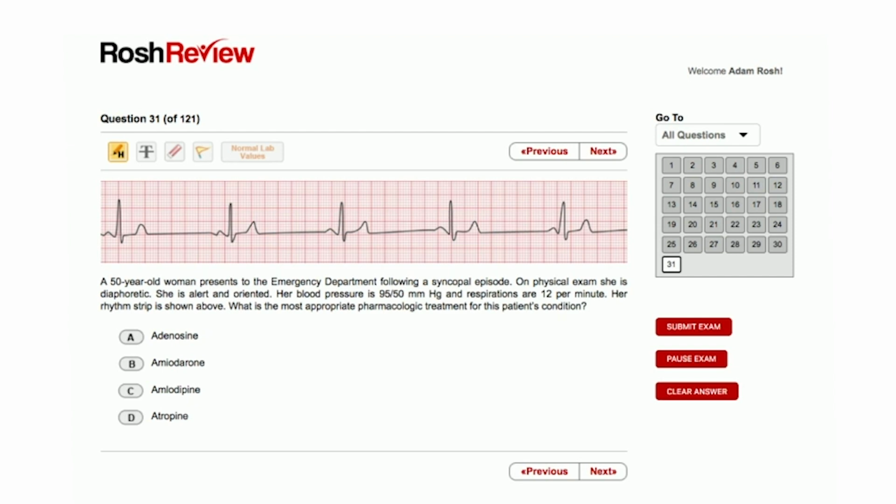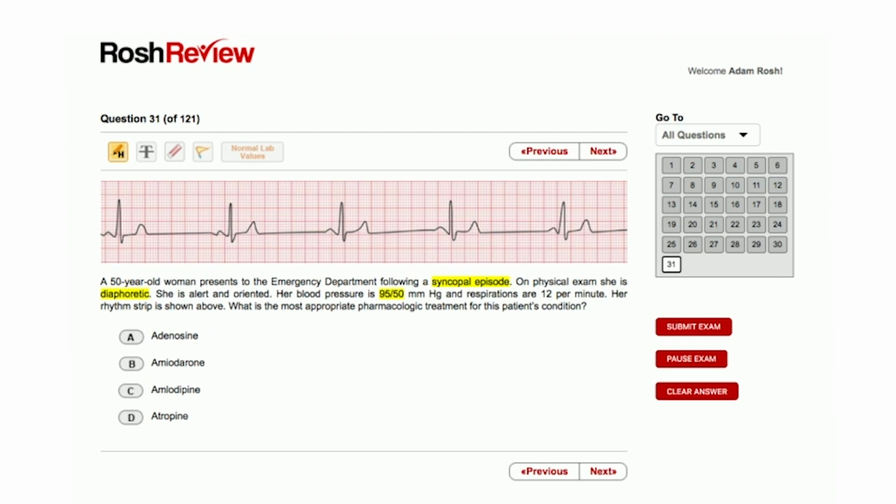And the reveal for this question, the takeaway here in the question is that she is currently diaphoretic. That's very important. And then you look at her blood pressure, it's 95 over 50. And she just had a syncopal event. So you put these together with a rhythm strip that shows sinus bradycardia, and that will dictate her treatment.